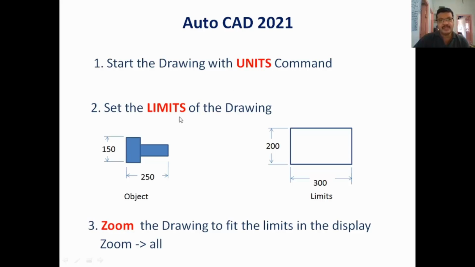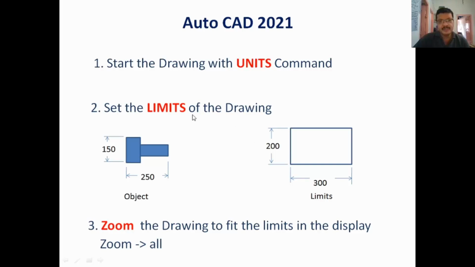After that, we have to set the limits. For example, assume that this is your object, and the object dimension is 150 by 250. In that case, you can set the limits as 300 by 200: 300 in the x direction, 200 in the y direction. Because it is already 250, I am adding 50 extra as my limit. This is 150, I am adding an extra 50 to it, and 200 I am taking along the y-axis. Something in this way we can set the limits. Without setting the limits also we can work, but this is the correct procedure.